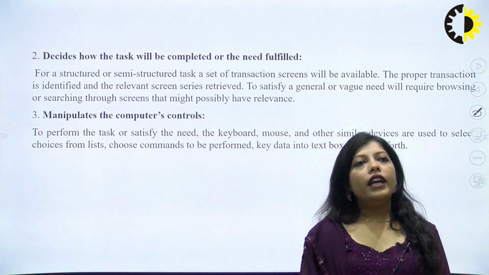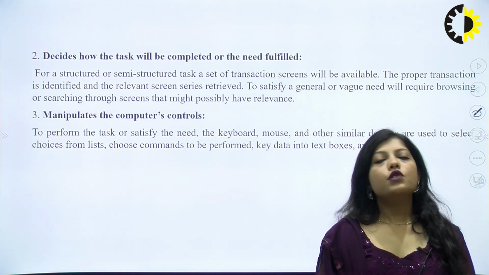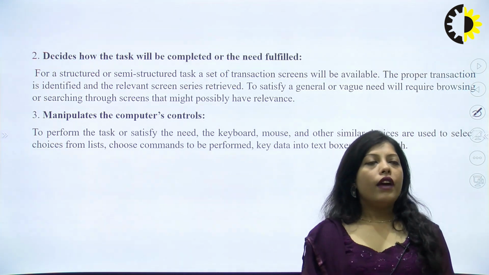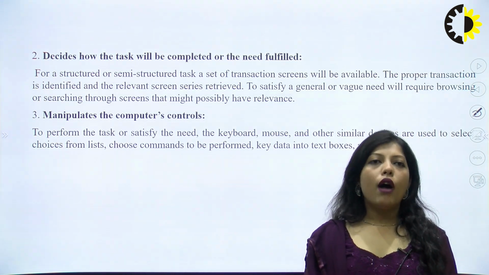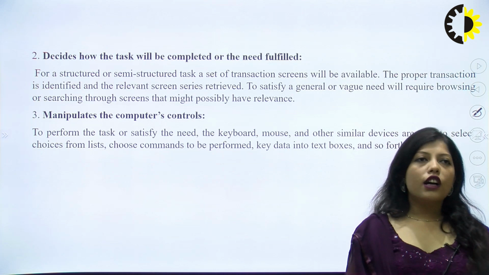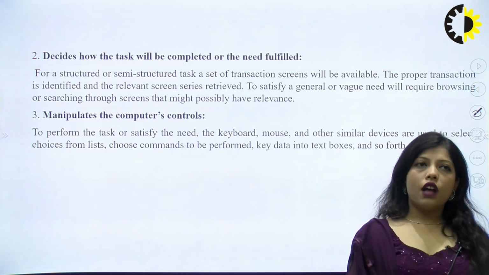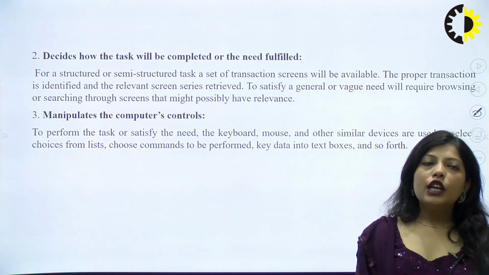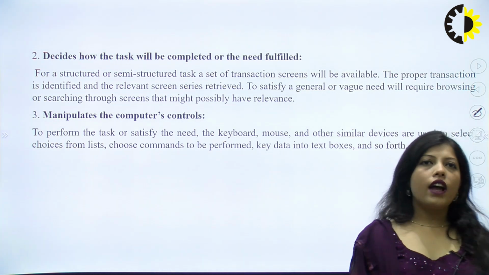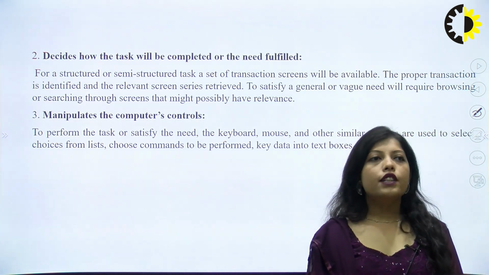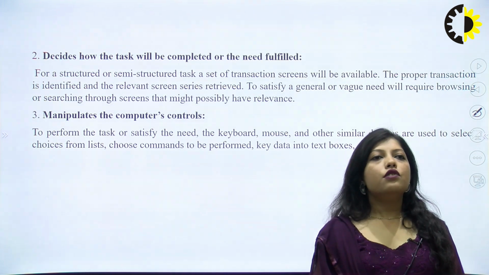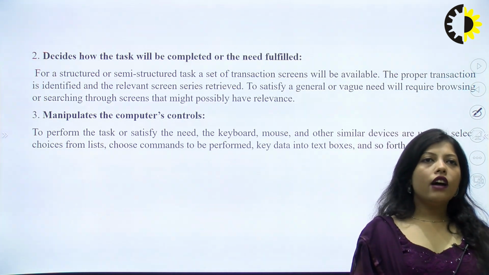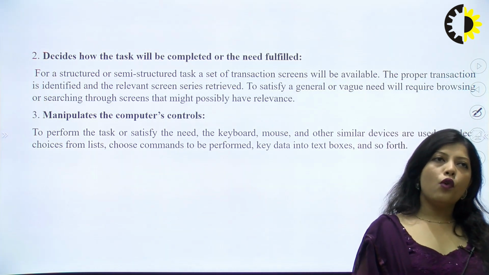Next is manipulate the computer's controls. Computer controls are things like a button, keyboard, mouse, so we manipulate the computer's controls. To perform the task or satisfy the need, keyboard, mouse and other similar devices are used to select choices from the list, choose commands to perform, key data into text boxes and so forth.